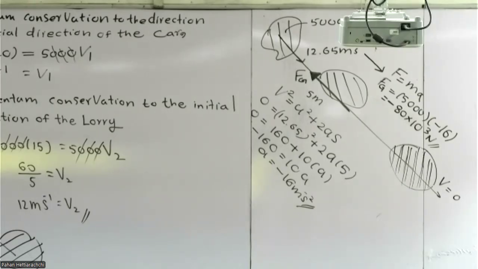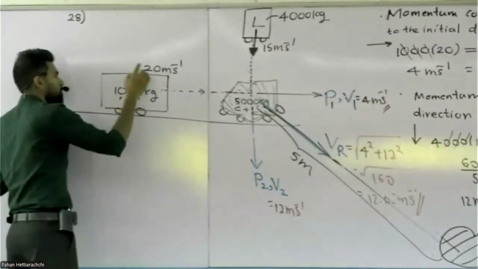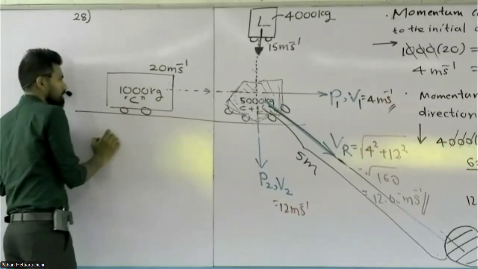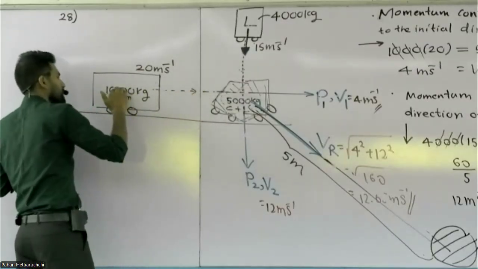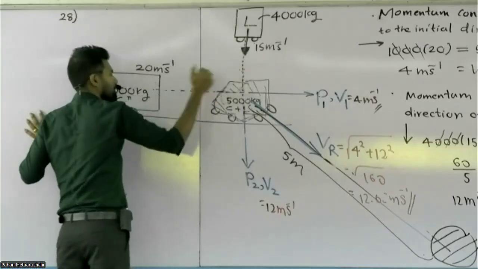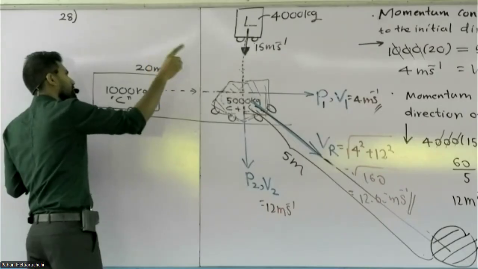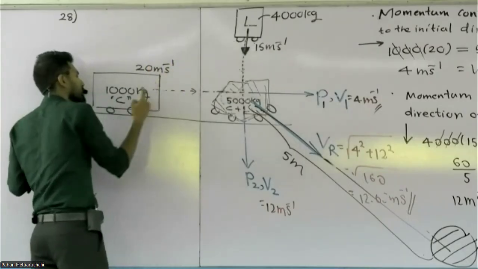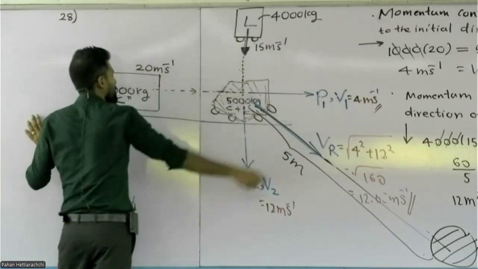Now I'm going to discuss this question again. Now there's the car with a 1000 kg mass moving with a velocity of 20 meters per second. So it's moving in this direction. The initial direction of the lorry is perpendicular to the initial direction of the car. So perpendicular vectors do not affect. We don't need to consider the lorry when we are dealing with the initial momentum of the car, because the lorry's velocity is perpendicular.